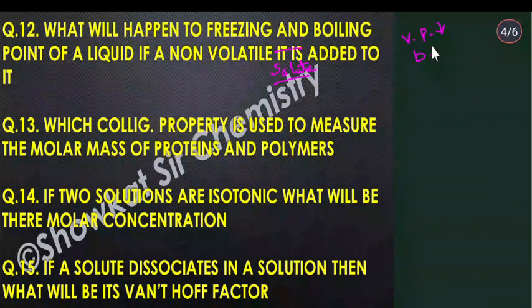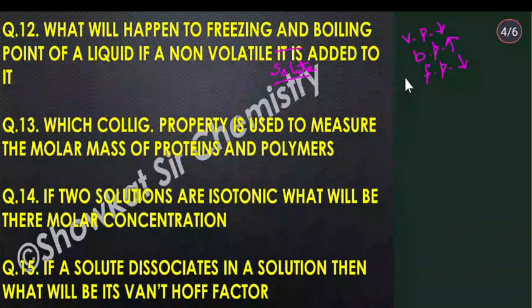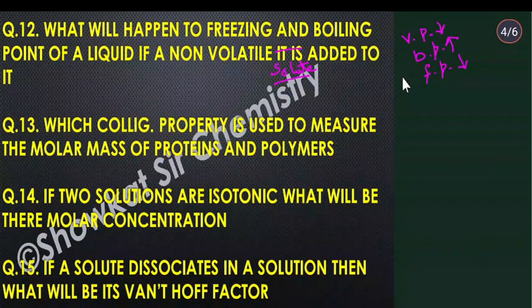Boiling point, you will remember, will increase. As we have studied, one of the colligative properties is the elevation in boiling point, right? It is the same. Similarly, the freezing point will decrease. Depression in freezing point, right? So you will remember that we have four well-known colligative properties: one is the relative lowering of vapor pressure, another is the elevation in boiling point, another is the depression in freezing point, and another is the osmotic pressure. Here you will remember that boiling point, melting point, and lowering in vapor pressure are not colligative properties.